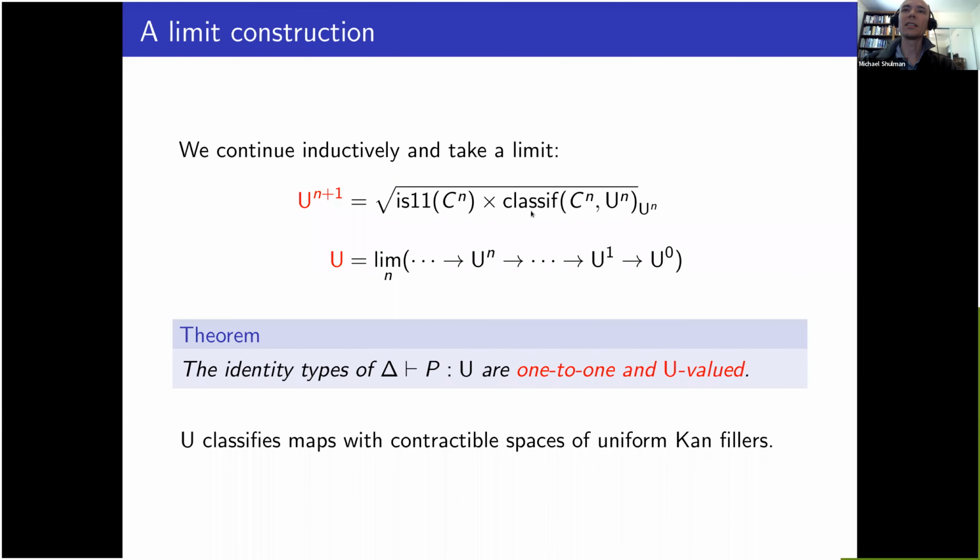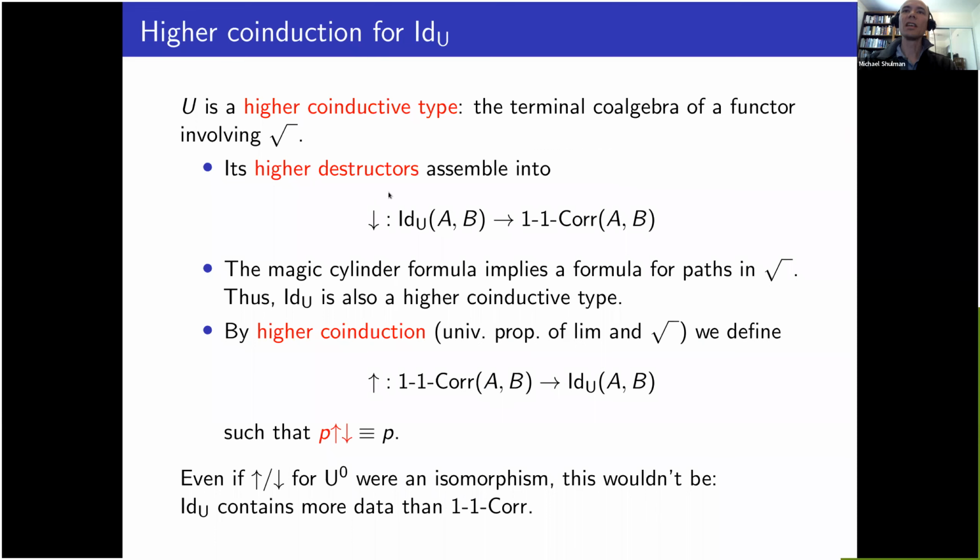So this functor that we're taking a terminal coalgebra of basically builds in having one-to-one correspondences that are valued in the same universe. So these higher destructors essentially assemble into this demote operator that we wanted, that takes an identification in the universe and gives us a one-to-one correspondence. I don't want to go through the details of how all this works, but if you take this magic cylinder formula, you can transfer that over to right adjoints and it tells you something about paths in the square root. And that tells you that the identifications in the universe are also some kind of higher co-inductive construction, defined by a similar sequential limit. And that allows us to define this promote operation.